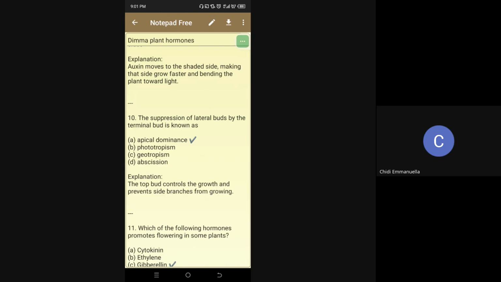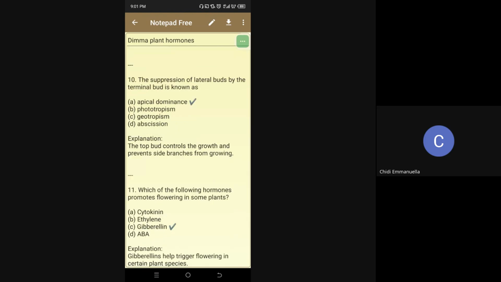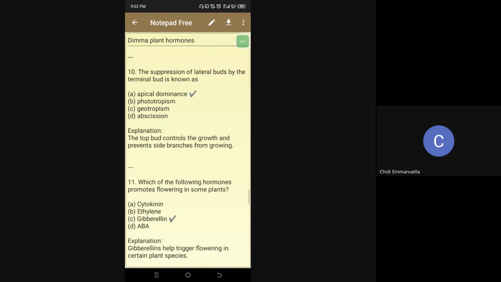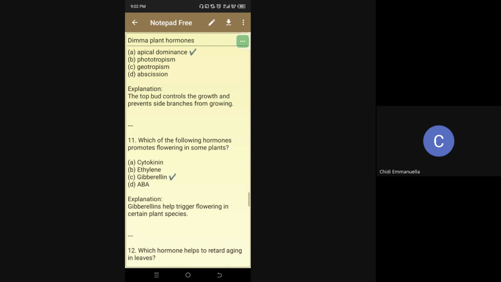So the suppression of lateral buds by the terminal bud is known as apical dominance. Let's look at the explanation though. The top bud controls the growth and prevents side branches from growing. So that is it for number 10. Did you get that one?